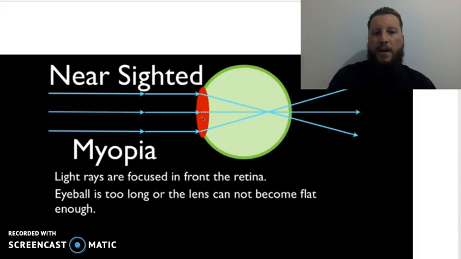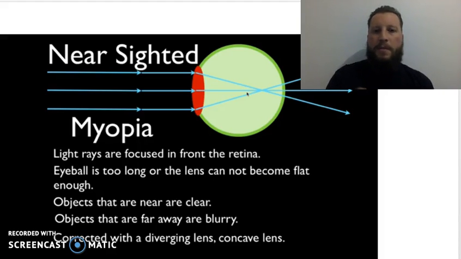Now, nearsighted or myopia, there's no real easy way to remember that, unfortunately, but myopia or nearsighted is where the lens focuses the light so the focal point is right in front of the retina. The eyeball can be a little bit too long, or the lens can be not flat enough. Before it was not round enough, this time it's not flat enough. It doesn't necessarily have to be the lens, it could just be the length of the eyeball. If the eyeball is too long, then the focal point is over here, and we've got some pretty bad results for the person's eyesight.